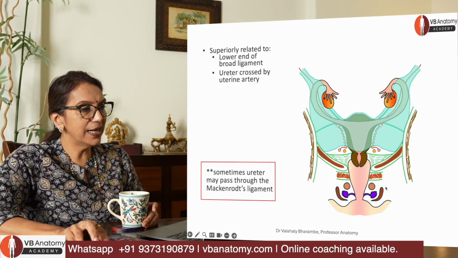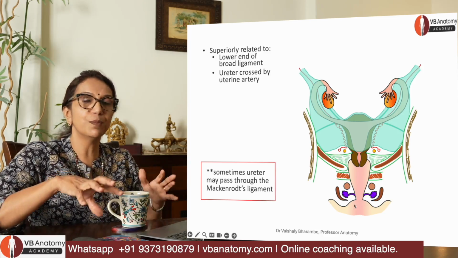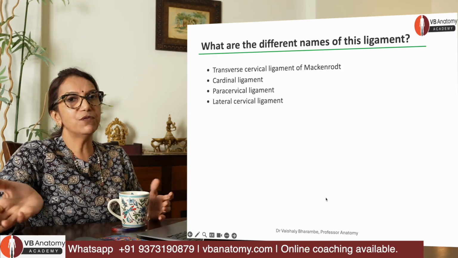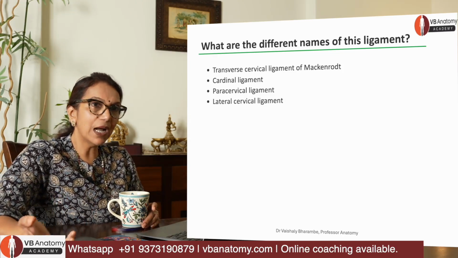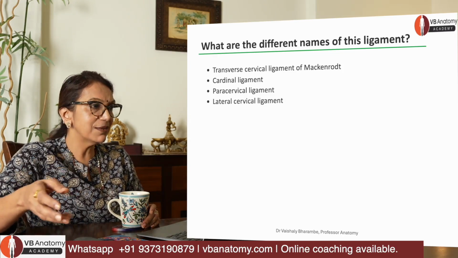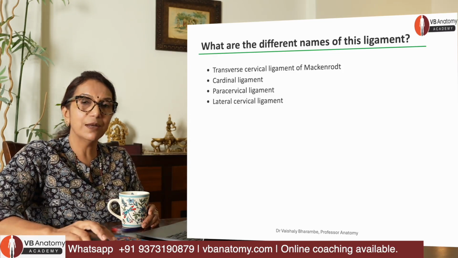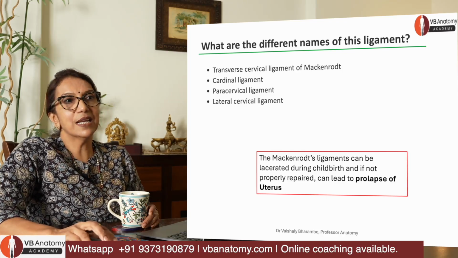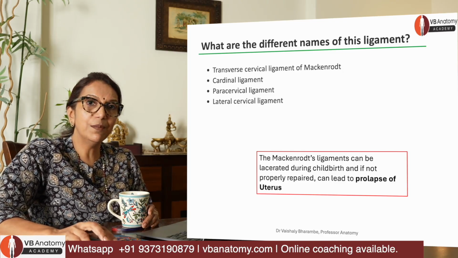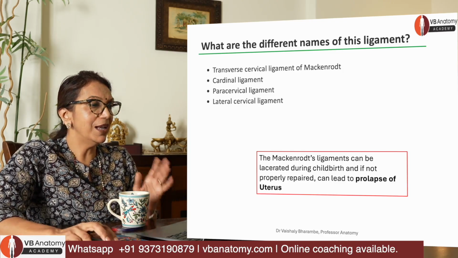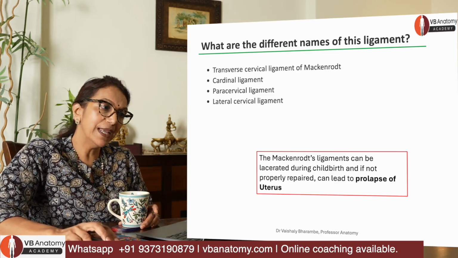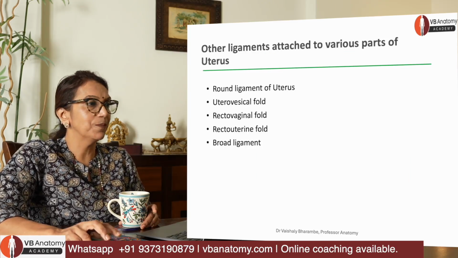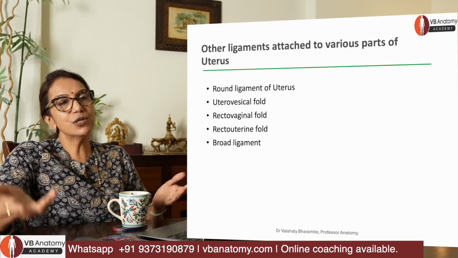This is the urogenital diaphragm and these are contents of the superficial perineal pouch. So what are the different names for Mackenrodt's? Some books will call it cardinal, some books will call it paracervical ligament, lateral cervical ligament and so on. Mackenrodt's ligaments can sometimes be damaged during delivery or the process of parturition. If incorrectly repaired, they can lead to prolapse of uterus. Very important to remember.